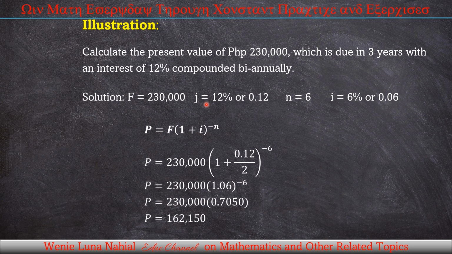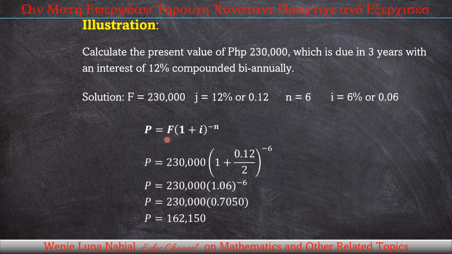Our nominal rate here, our J, is 12%. And we have here the number of conversion periods, 6. That is because there are 3 years, then compounded semi-annually, so twice in a year. So our interest for every conversion is only 6% because this 12% is divided by 2. So the interest every compounding period is 6%.